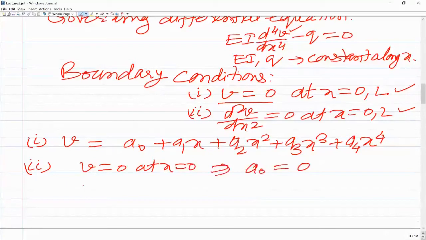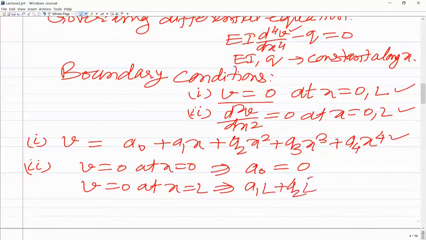Then the second condition is that v is equal to 0 at x equal to l. If you put that in the expression for v itself, not the derivative, a0 is already 0, so we get a1 l plus a2 l square plus a3 l cube plus a4 into l power 4 equal to 0. So that's the second thing.